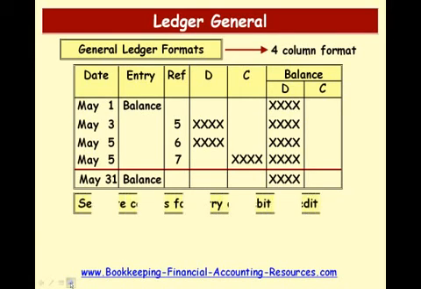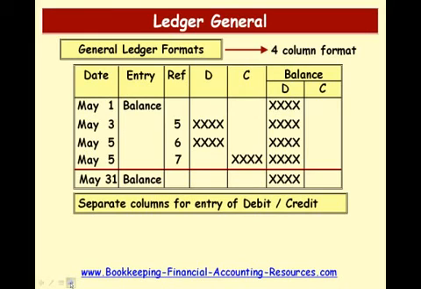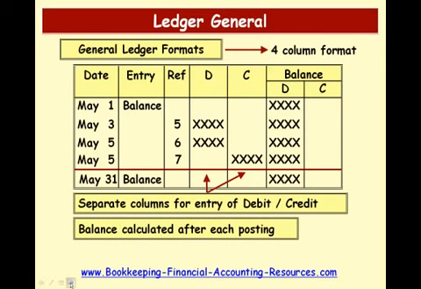So this format also has separate columns for debit and credit entries. The difference is that we calculate the balance at the end of each transaction or each posting, which is very convenient, and we are able to know what the balance of that account is after each transaction is posted. And accounting software usually also calculates balances of general ledger accounts after each transaction is posted.